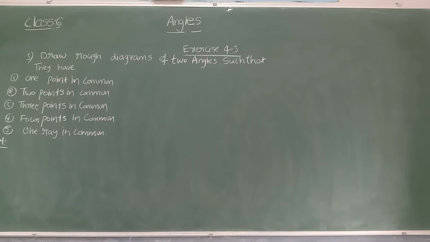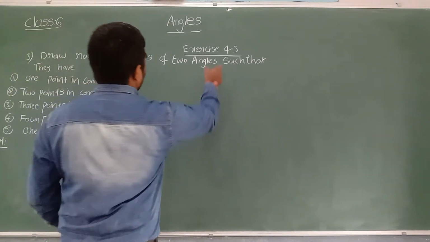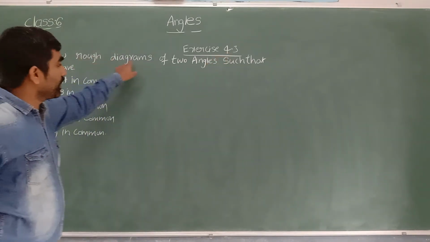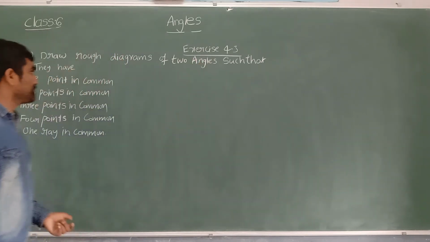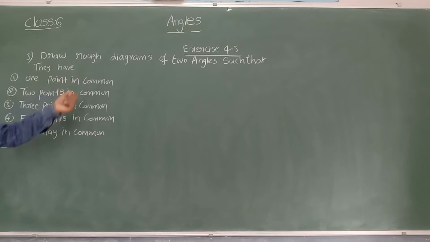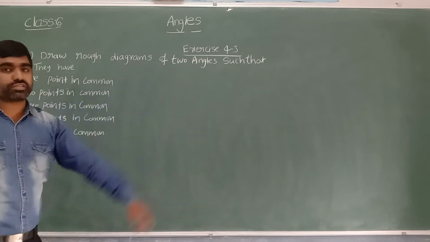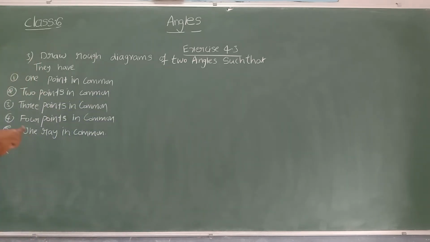Okay, children, here we'll see one problem in exercise 4.3. Draw rough diagrams of two angles. They have one point common, not 2 points, 3 points, 4 points, and not one ray common. Based on this, how many angles should we draw? Two angles. Those two angles have only one point in common.